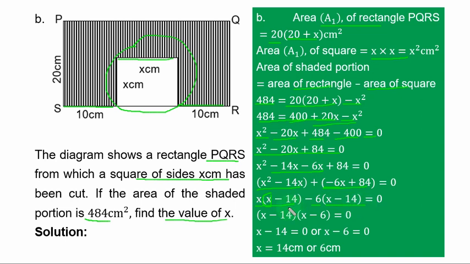Clearly, s minus 14 is common. If you take it out, you have s and minus 6 remaining that will form the other bracket. You equate each bracket to 0, that is s minus 14 equal to 0 or s minus 6 equal to 0. If you solve the linear equations, you have s equal to 14 centimeters or 6 centimeters.